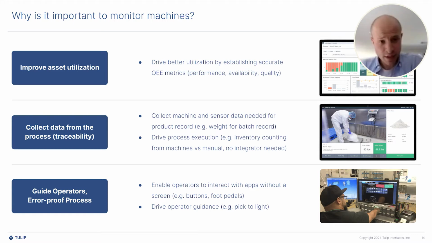The last bucket that we see, but it's also a very important one, is to guide operators and error-proof processes. So if you remember earlier from the picture from the shop floor, what it looks like today, there's paper flying around everywhere that can easily not be used by users or is not so relevant or gets out of date. Whereas with Tulip, you can build a very simple app, display the information to the team member who's operating the machine so that they know exactly what to do.